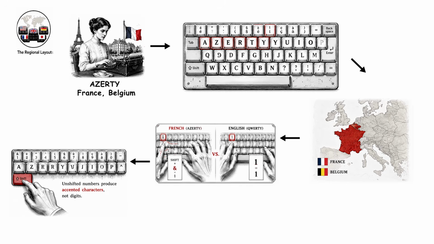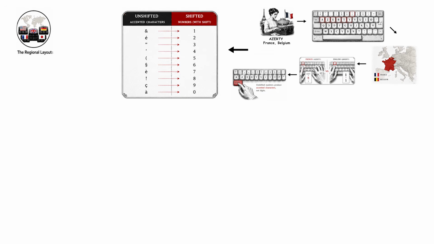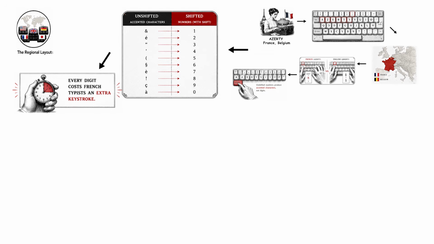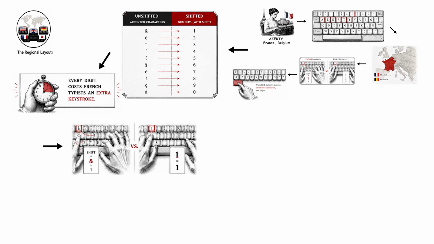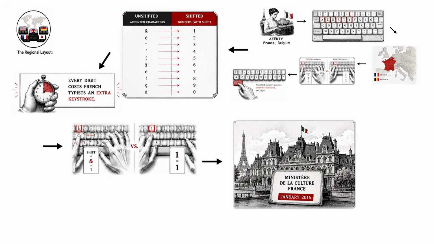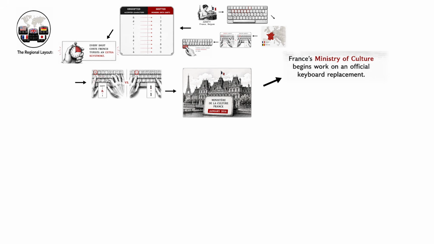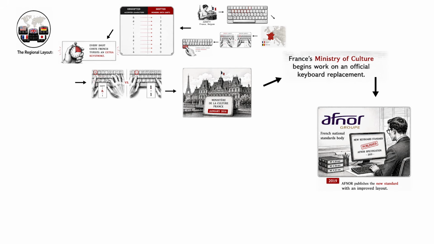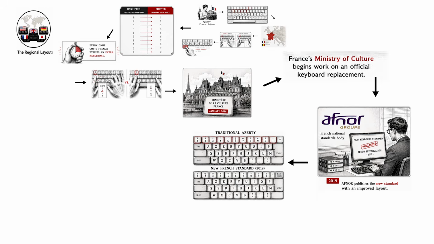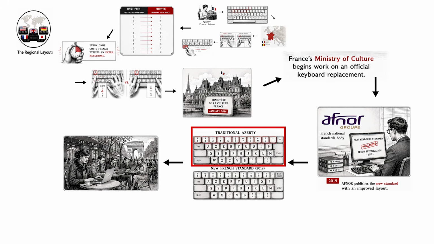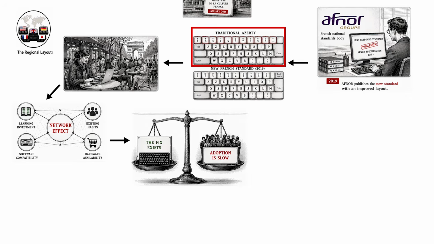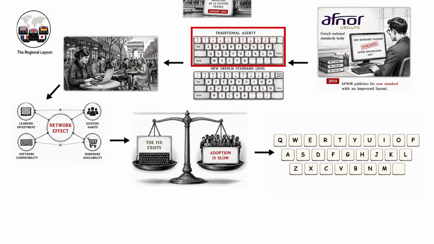The unshifted number keys produce accented characters instead, so every digit costs French typists an extra keystroke that English typists never pay. Even capital accented letters like É are awkward, often requiring a key combination rather than a single keystroke. In January 2016, France's Ministry of Culture began work on an official replacement specifically to fix this, and AFNOR, the French national standards body, published a new standard in 2019. The traditional AZERTY layout is still what most French keyboards use today. The fix exists. Adoption has been slow, for the same network effect reason QWERTY never got replaced either.